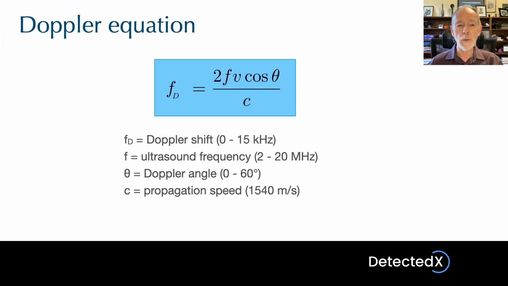So here is the full Doppler equation. It says that the Doppler shift is equal to 2 times the ultrasound frequency f multiplied by v cos theta, and all of that is divided by the propagation speed of ultrasound in soft tissue. If we put in typical numbers, we'll find that the Doppler shift typically falls between about 0 and 15 kilohertz, which by sheer good luck is within the range of frequencies we can listen to. Now you'll notice I've indicated that the Doppler angle should be between 0 and 60 degrees, and I'll discuss very shortly why that is so.